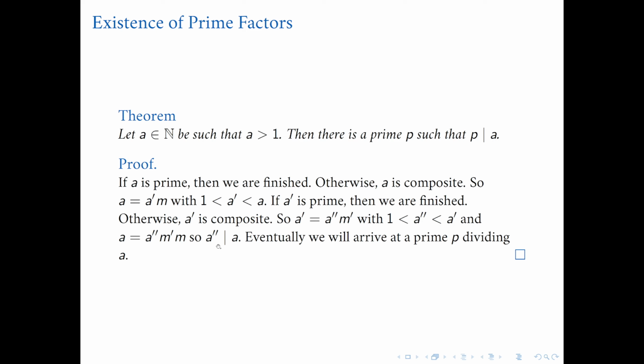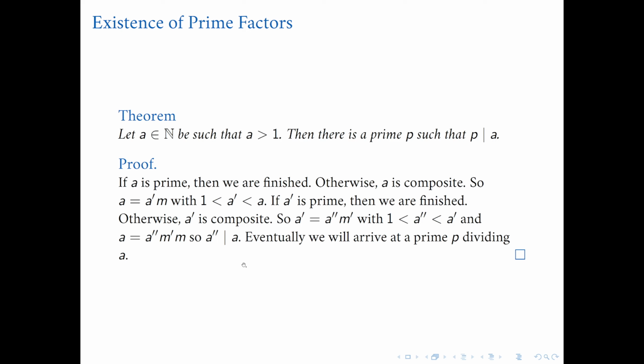So if a double prime is prime, then we're done. Otherwise, it's composite, and we repeat, and we get some a triple prime. That a triple prime still divides a by the same reasoning. And it's either prime or it's not, and we keep going.